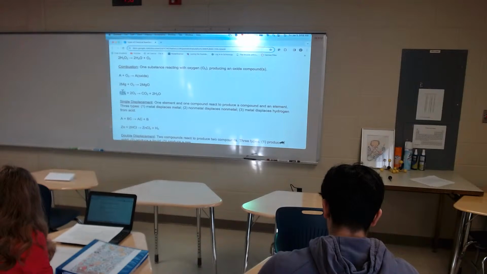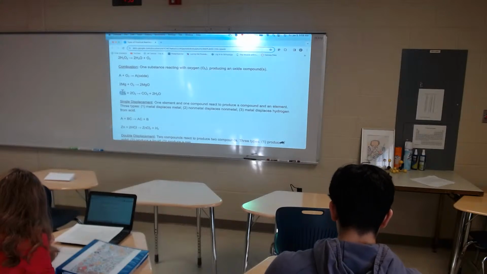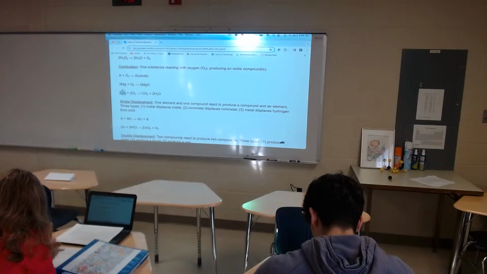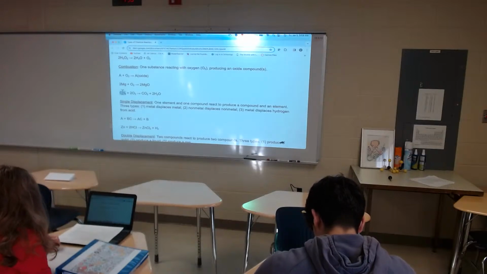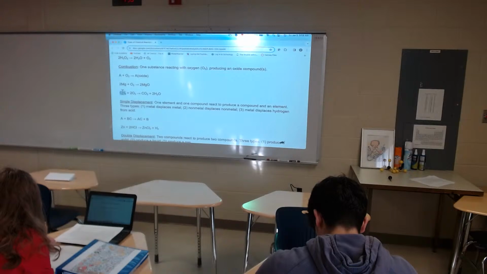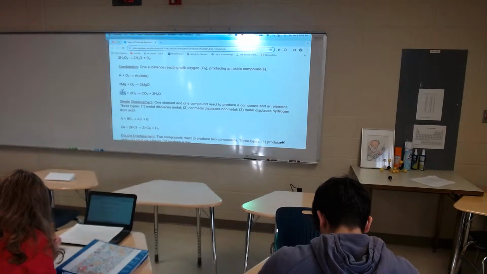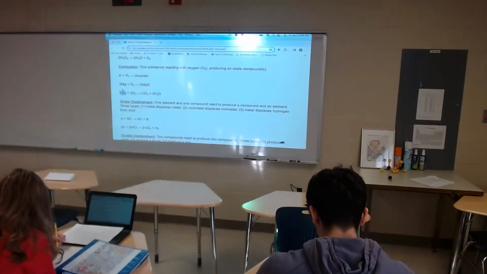If you combust that, write this one down. This is a little fun fact we have to know. This is definitely on the test. If you combust a hydrocarbon, the products are CO2 and water. Every time. Combustion of a hydrocarbon produces CO2 and water. A hydrocarbon is something that contains just carbon and hydrogen.